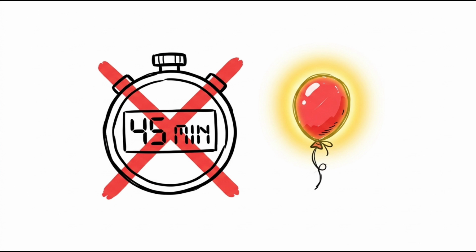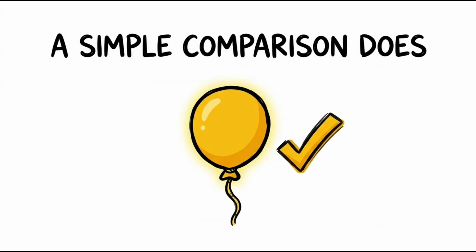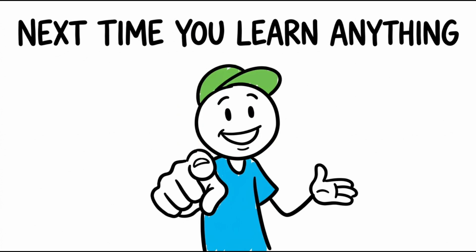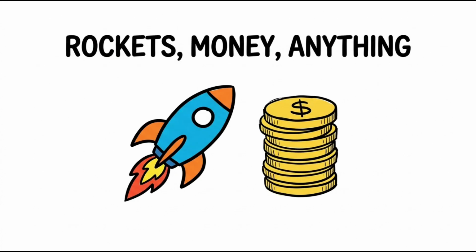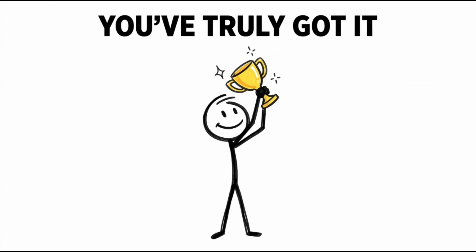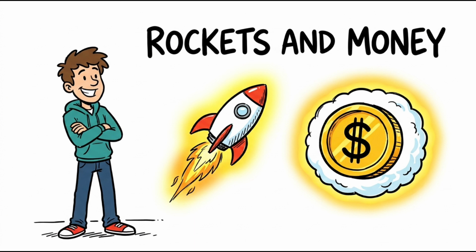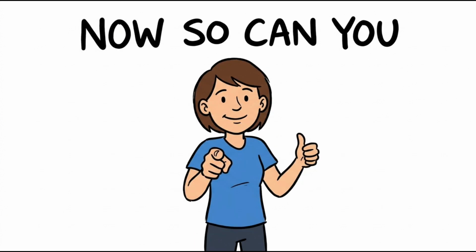So remember, complicated words don't prove you understand something. A simple comparison does. Next time you learn anything big or small, rockets, money, anything at all, try to shrink it down to something from your everyday life. If you can do that, you've truly got it. And if you can't yet, now you know exactly what to work on. Sam finally understood rockets and money in under 2 minutes. And now, so can you.